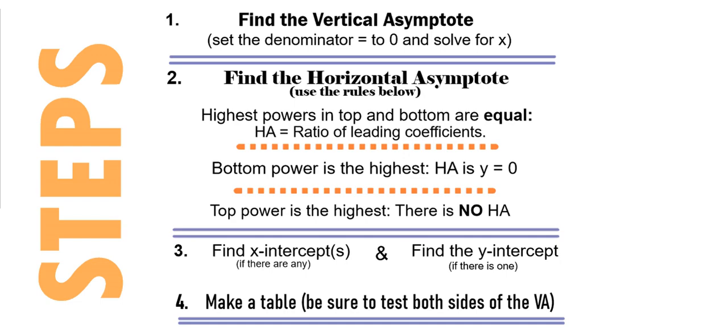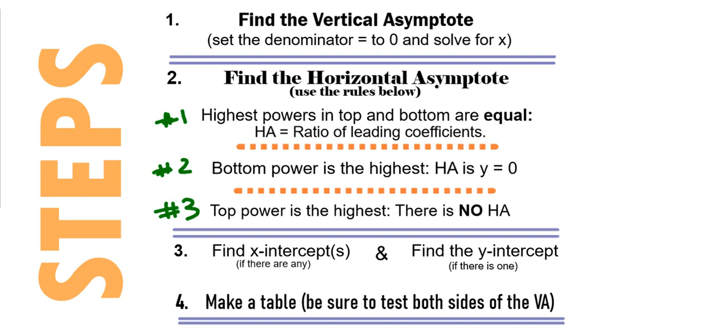Second step is find the horizontal asymptote. Now you'll notice we've got 3 ways to go about this, all right? Depending on what rational function we're looking at, there's 3 different rules. So we're going to be looking at the first rule because this says the highest powers on top and bottom are equal. So that means, right, numerator and denominator are equal. Then we're going to use this rule.